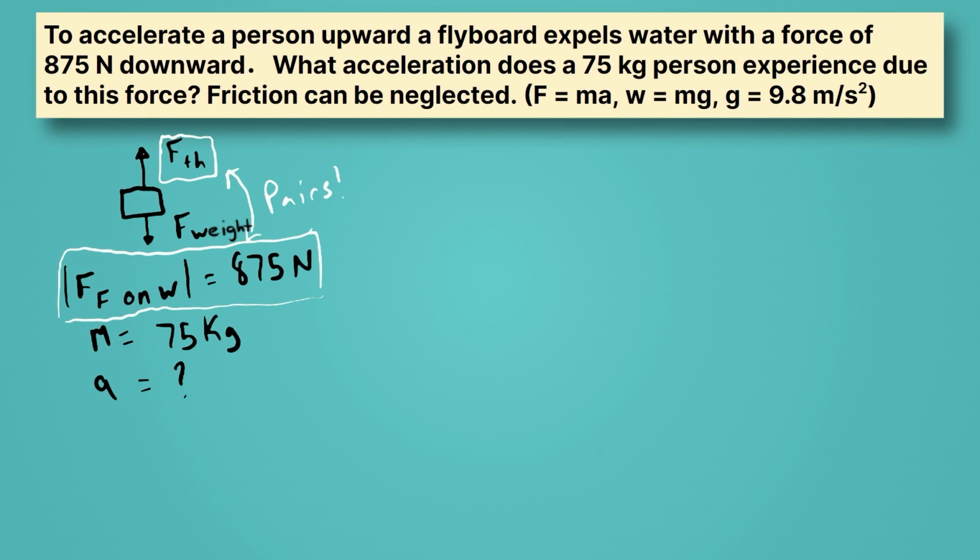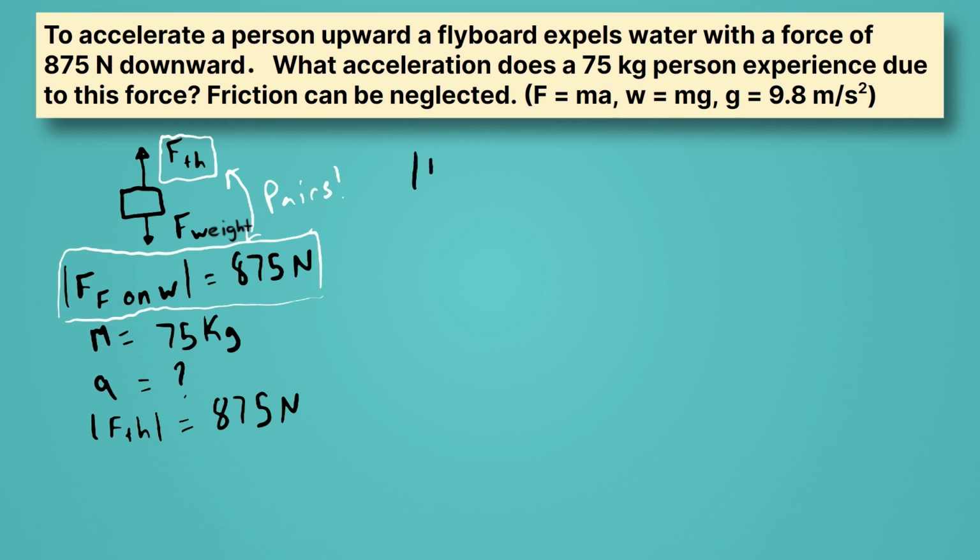And so we can actually add that to our list of knowns. We can say that we know the force of thrust. It's equal and opposite, so it's going to be 875 newtons in magnitude, and it's going to be in the upward direction. Okay, so that was a little bit tricky to spot that third law pair. But now we're going to write our net force equation just like we would for a second law problem.